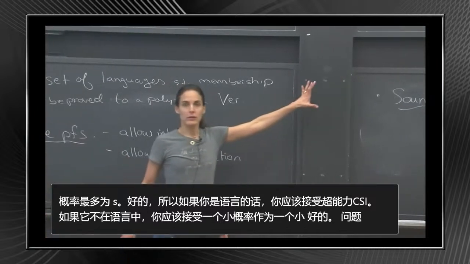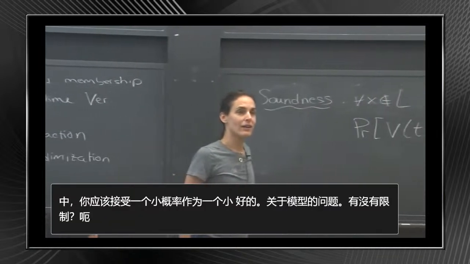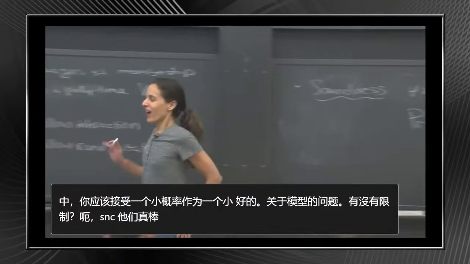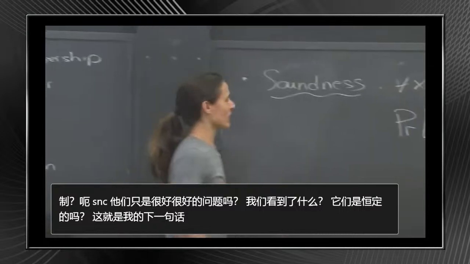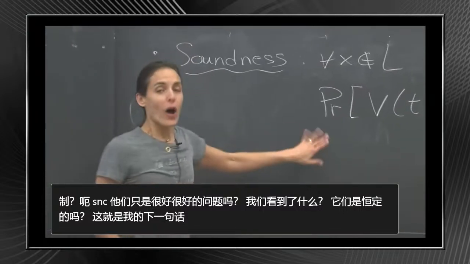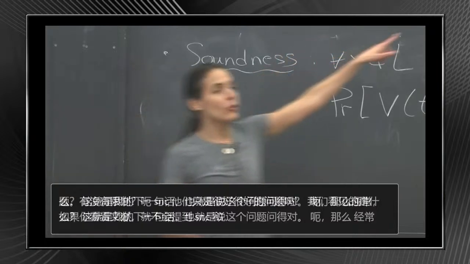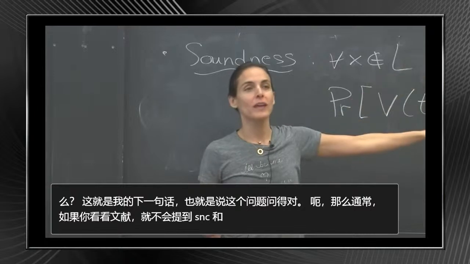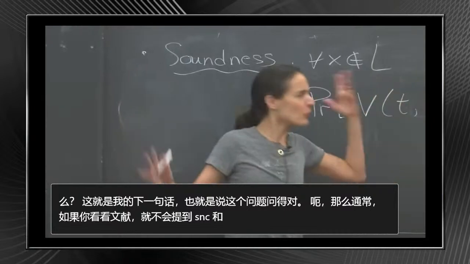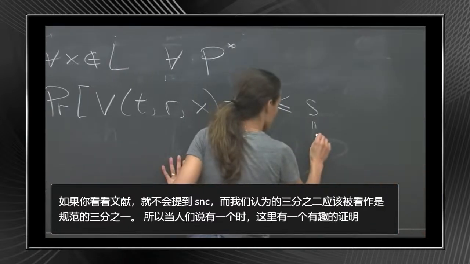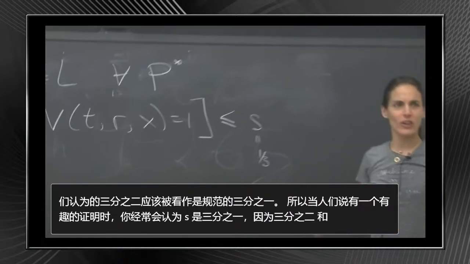Question about the model? Is there any restriction on S and C, or are they just constant? Great question. What are S and C? That was my next remark, so the question was right in place. Often, if you look at the literature, there won't be a mention of S and C, and C will be taken to be 2/3, and S will be taken to be 1/3. That's kind of canonical. So when people say here's an interactive proof, often you think of S as 1/3 and C as 2/3, and this seems very arbitrary, and you should be alarmed.